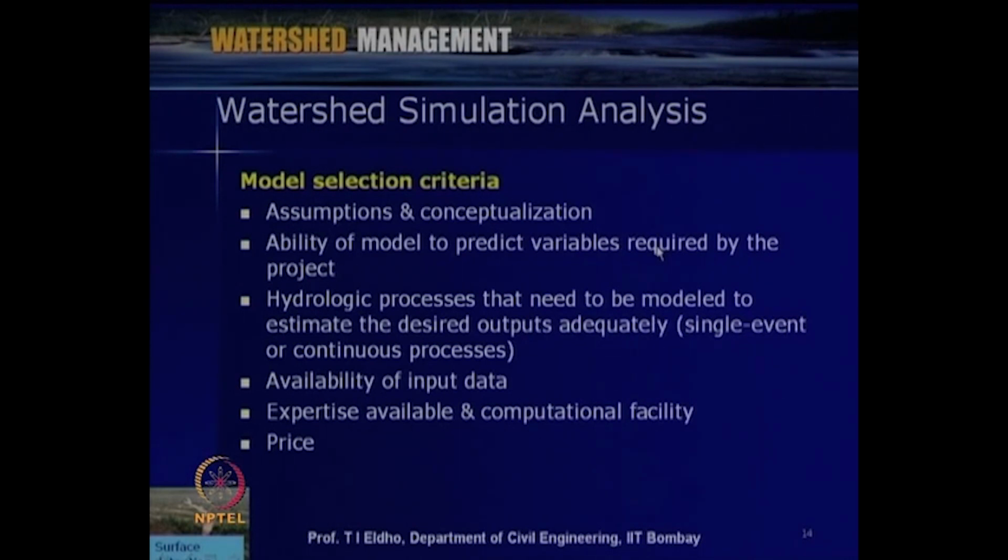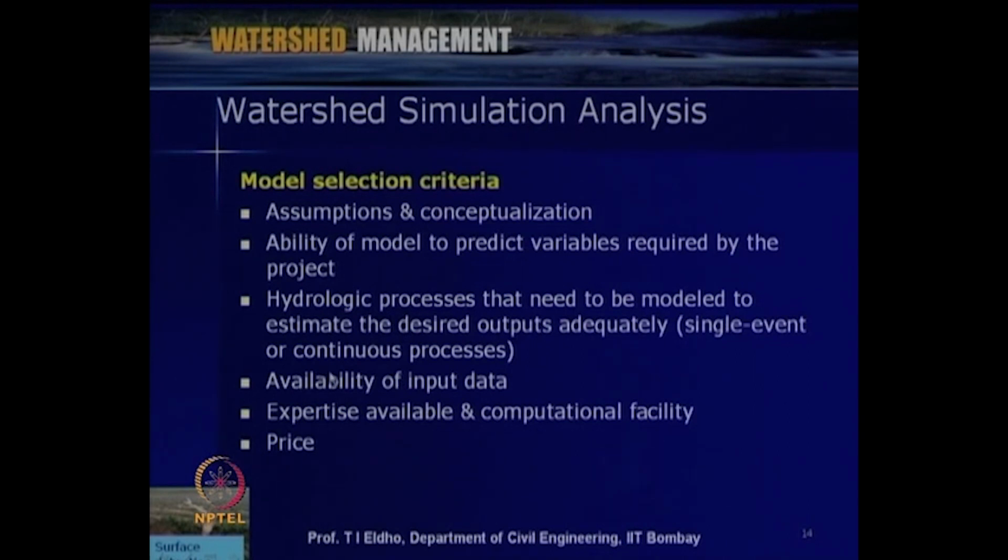So, if we already know the objectives of what we are trying to do, then according to the objectives, we select the model which we are going to choose. Whether that will have the ability to give those particular values or particular results. So, that is the ability of the model to predict the variables. Then the hydrologic processes that need to be modeled to estimate the desired output adequately, like either a single event model or a continuous process. So, that is another selection criterion.